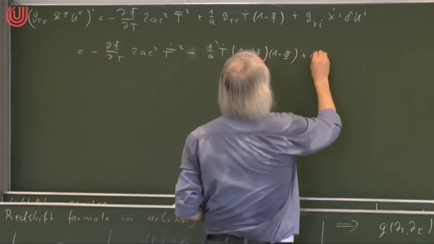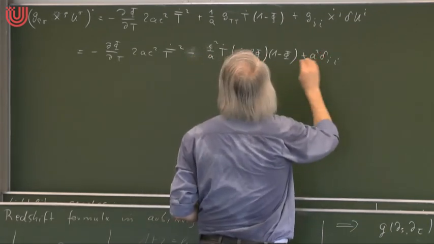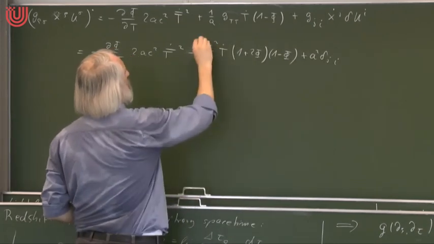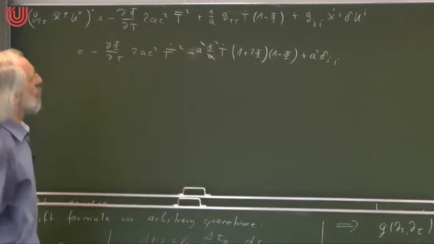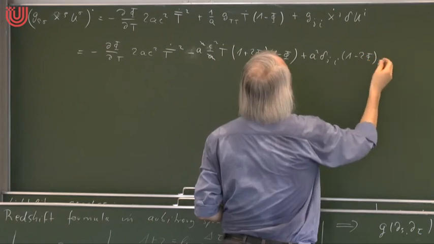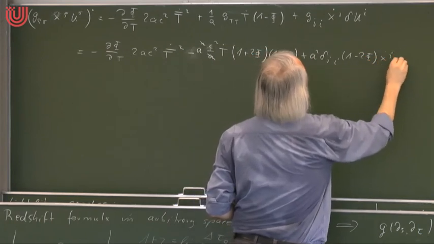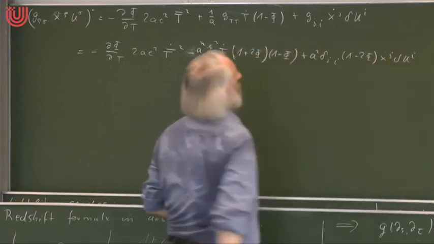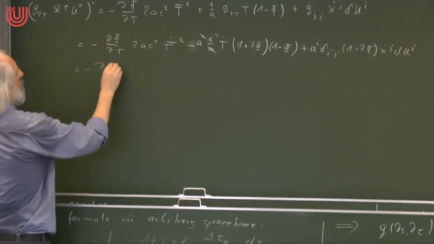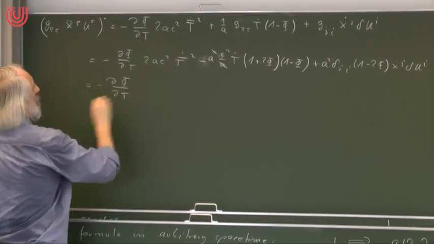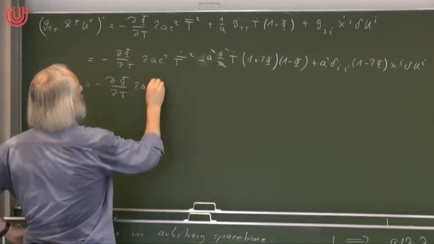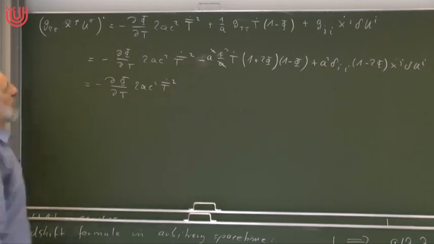And this here is just a squared delta ji. I forgot the a squared here, right? gtt also has an a squared. So this is 1a upstairs. A squared delta yj, 1 minus 2 phi xj dot delta ui. Okay, so this is first order, and this is zeroth order. Okay. So this is everything first order.